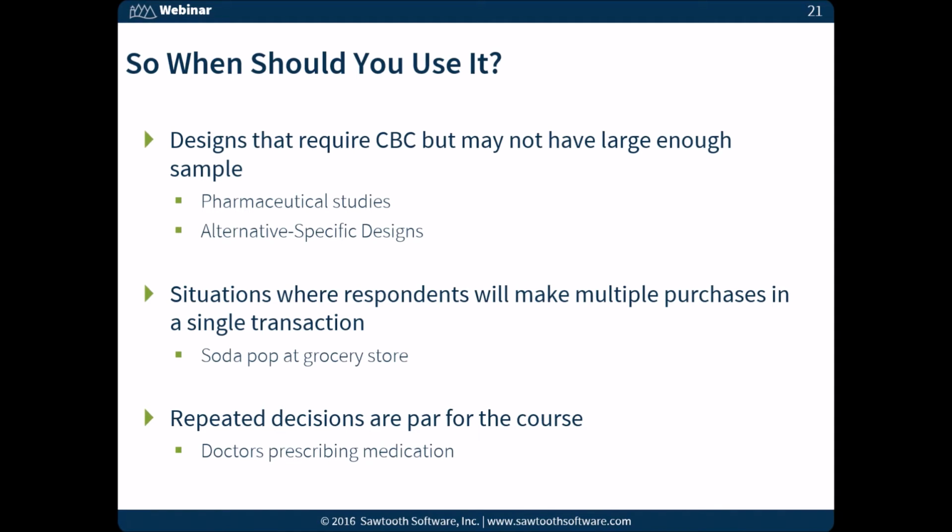And then lastly, when repeated decisions are par for the course. So doctors are prescribing medications on a daily basis, right? But each medication they prescribe is specific to the patient, and not one medication is going to satisfy every patient's needs. So they are very familiar with prescribing different medications to different patients, and it's really par for the course. So this is when chip allocation really makes sense.